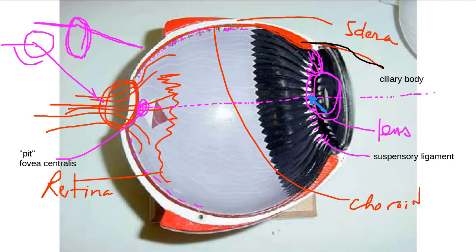All this is just the ora serrata. It's the ora serrata. Okay. And the three layers of the eye are the sclera, the outermost, the choroid is the second, and the retina is the third. Right?